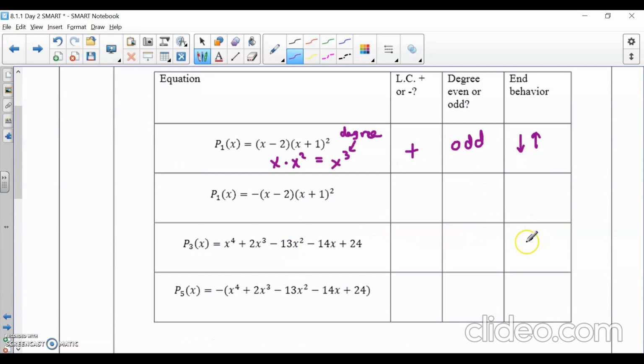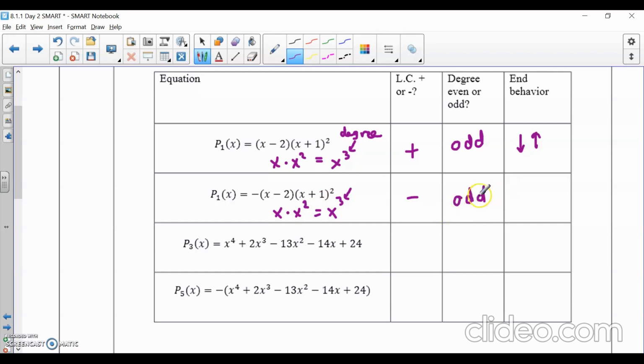All right, let's go ahead and try another one. This time our leading coefficient actually is going to be a negative number because it has a negative up in front of the parentheses. So negative. And the x's here, we have 1, 2, 3. There is an x squared just like the last one. So again, we have x times x squared gives us an x cubed, and this is our degree. So once again, we have a degree of 3, which is odd still.